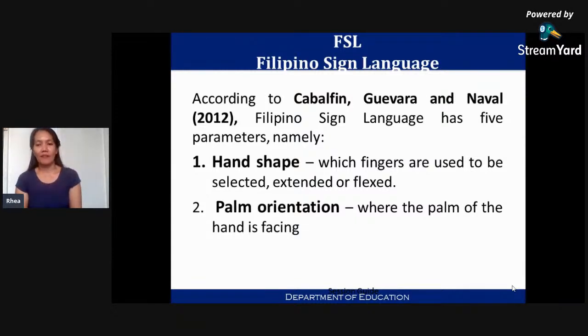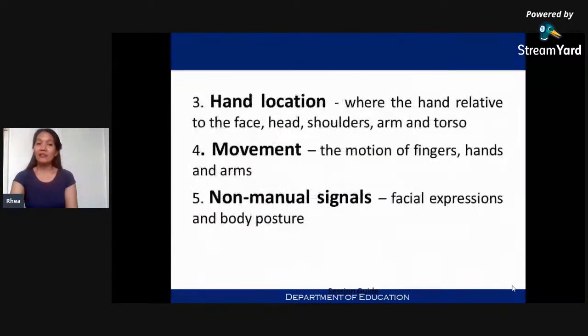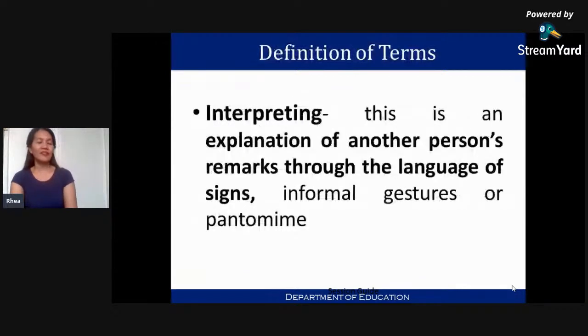And then the second is the palm orientation, where the palm of the hand is facing, going that way and another way. That is what we call the palm orientation. And the third, the hand location, which is the hand relative to the face, to the head, to the shoulder, to the arms, and the torso. And the fourth is the movement, which is the motion of the fingers, the hands, and the arms. And the fifth, one of the most important parameters of the sign language is also the non-manual signs, which is used in the facial expression and the body posture. Those are the 5 parameters of sign language.